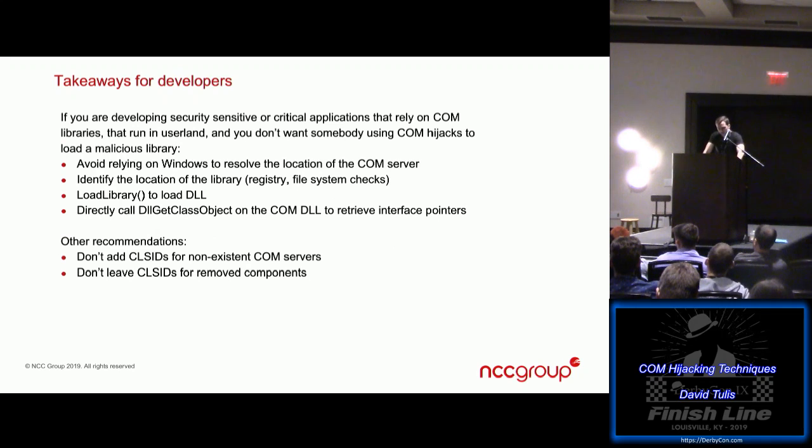If you're developing security-sensitive applications, or maybe if you're reviewing an application that runs in user space, don't rely on the OS or the registry to locate COM objects. Don't use CoCreateInstance. Instead, you should try to identify the location of the library on disk manually. Check the registry, check the file system, make sure that this is a library that you're expecting to load. Then you can call LoadLibrary and directly call DllGetClassObject on the DLL, still using all of the COM features without relying on the insecure registry lookup procedure.